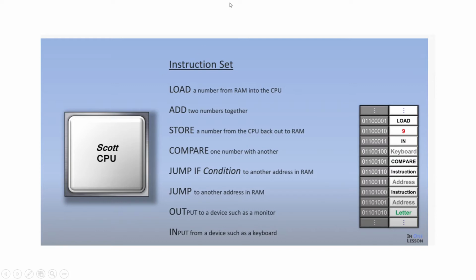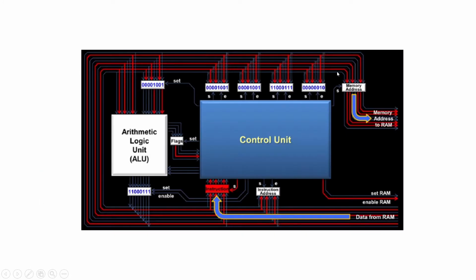Next are samples of instruction sets in the CPU, such as load, add, store, compare, jump if condition, jump, out, and ins. For example, load is to load a number from RAM into the CPU, and add is to add two numbers together. Now let's understand the operation of fetching computer instructions from RAM.